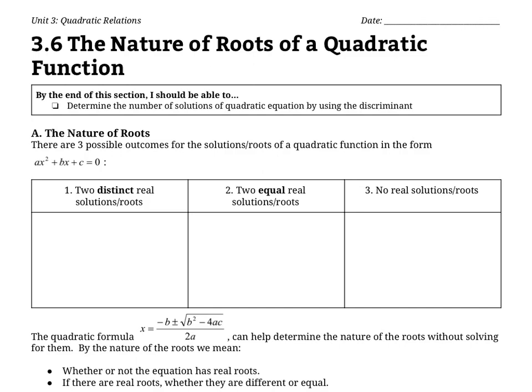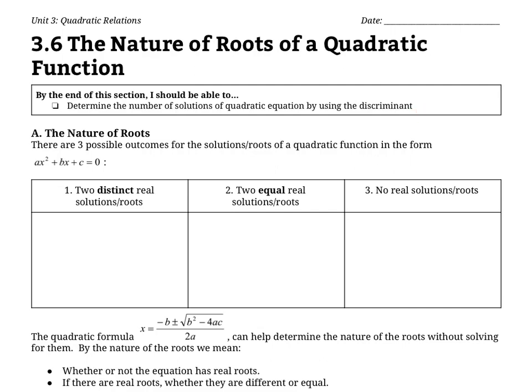In our previous lesson, we learned how to solve quadratic equations, but sometimes it's helpful to be able to quickly figure out if an equation is solvable at all, or if there's one solution or two solutions. So that's what we're going to do in this lesson. By the end of this lesson, we should be able to determine the number of solutions of a quadratic equation by using something called the discriminant.